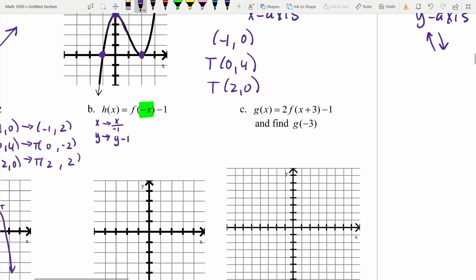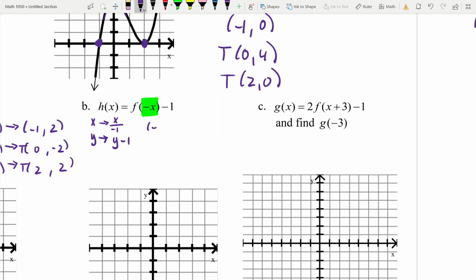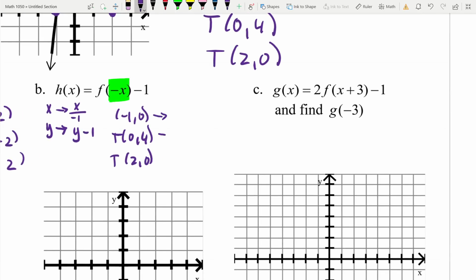Write down those 3 points that we started with, you guys. They were -1, 0, 0, 4 with a t in front of it, and 2, 0 with a t in front of it. Okay, and now I want you to change them. So the x's, all you do is just change the sign. Dividing by -1 just means change the sign. So now I have 1, 0, -2. Take the y and subtract 1. 0 minus 1, -1. 4 minus 1, 3. Put a t in front of that point. 0 minus 1, -1. Put a t in front of that point.